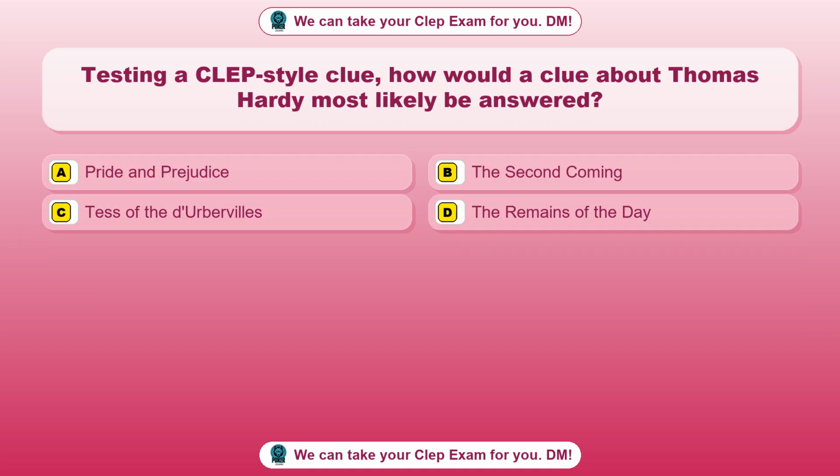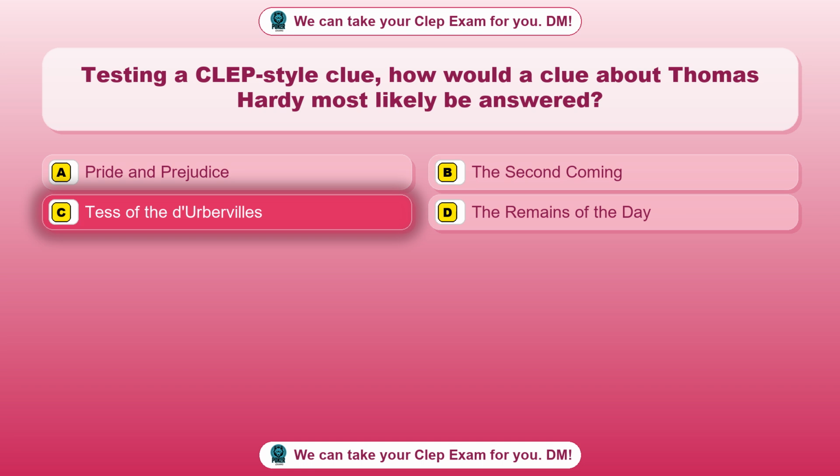Question 12. Testing a CLEP-style clue, how would a clue about Thomas Hardy most likely be answered? Option A. Pride and Prejudice. Option B. The Second Coming. Option C. Tess of the D'Urbervilles. Option D. The Remains of the Day. The correct answer is option C.